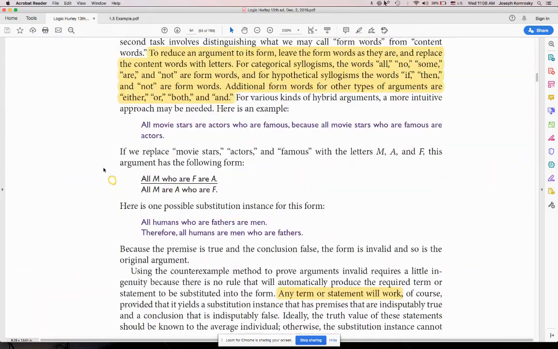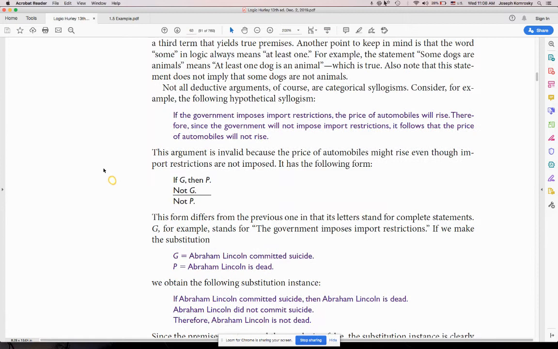Up here, sorry. So he'll say, this example: if the government imposes import restrictions, the price of automobiles will rise. Therefore, since government will not impose import restrictions, it follows that... And you're thinking, okay, look, I don't work for the government. I don't know how automobiles are imported, this and that. And to Hurley's point, you don't have to know anything about this to know if it's a valid argument. What you do, strip it down and symbolize it into its basic form.